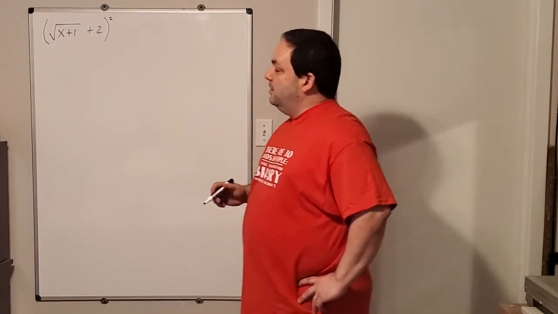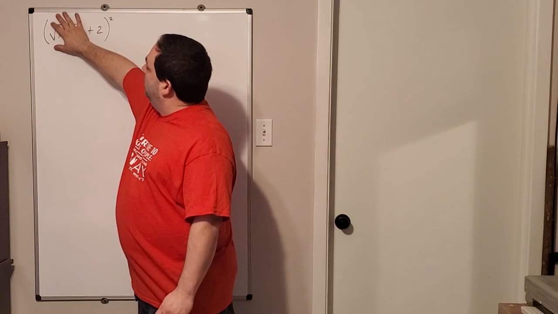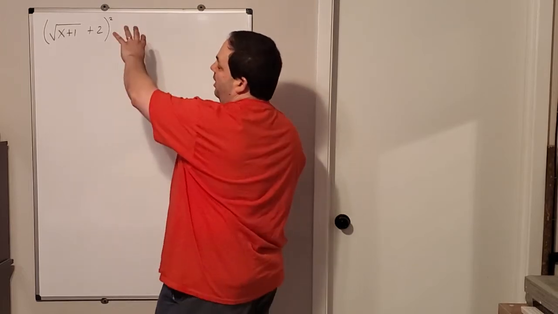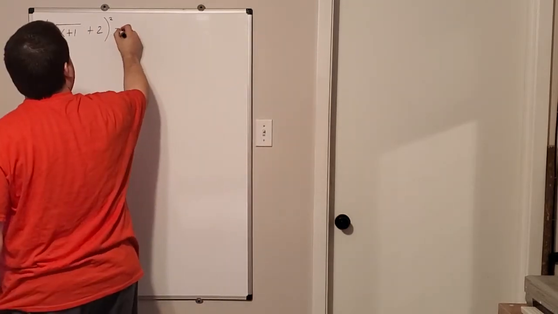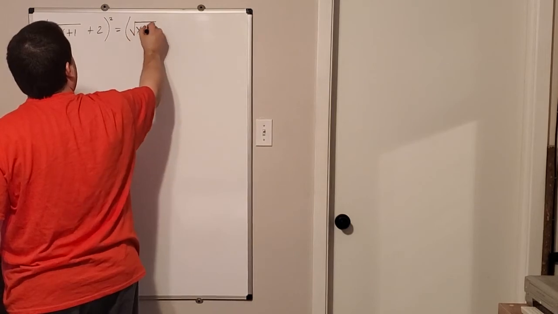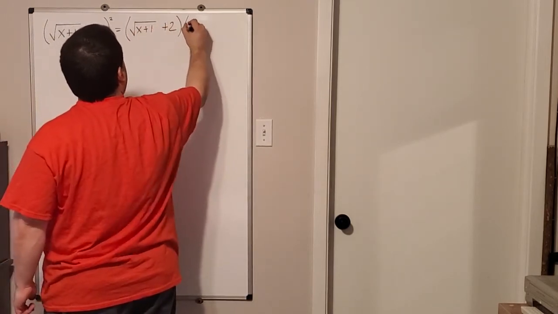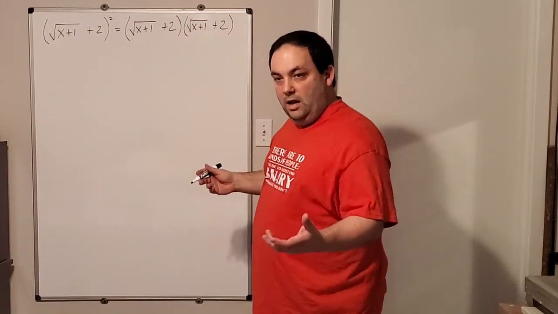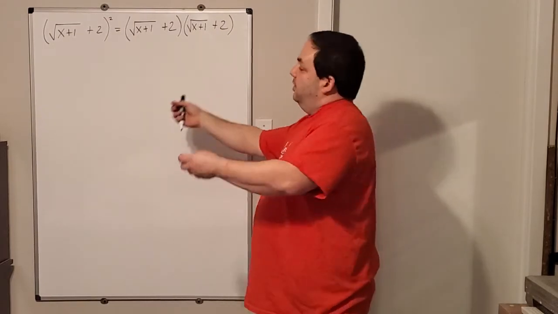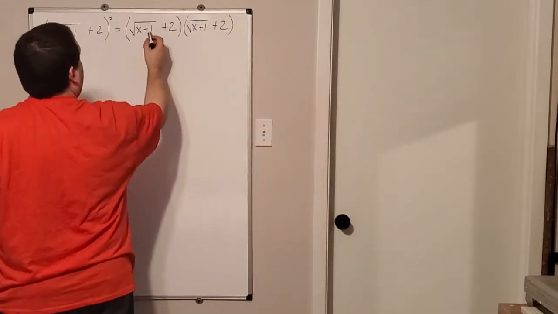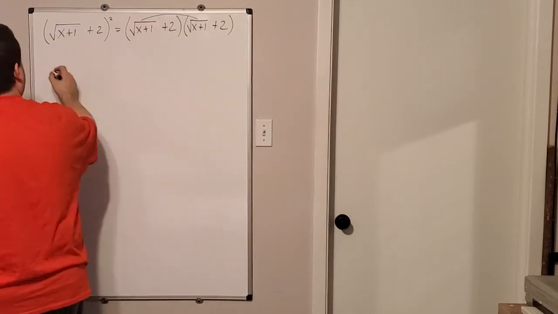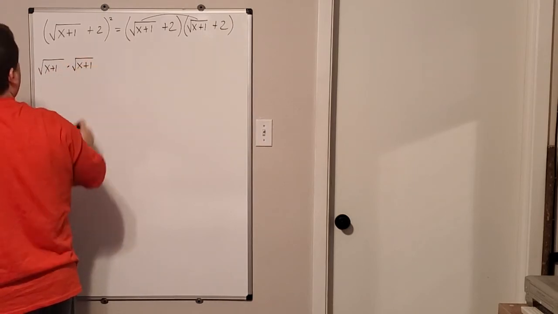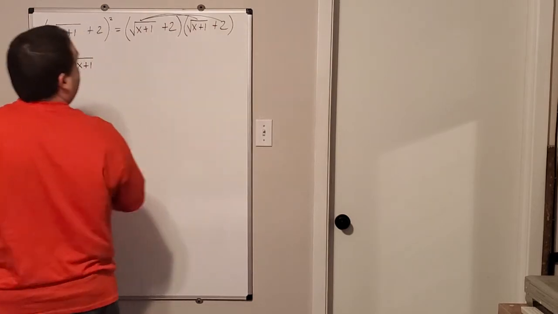Okay? So technically this is a binomial because I'm treating the square root of x plus 1 like one chunk, one object, and then plus the 2 is the other piece. And since I'm squaring it, right, I have to write that thing twice and multiply it out. Like so. And then again, the FOIL, as some people call it, or distributing everything to everything. I've got square root of x plus 1 times the square root of x plus 1. I've got square root of x plus 1 times 2.